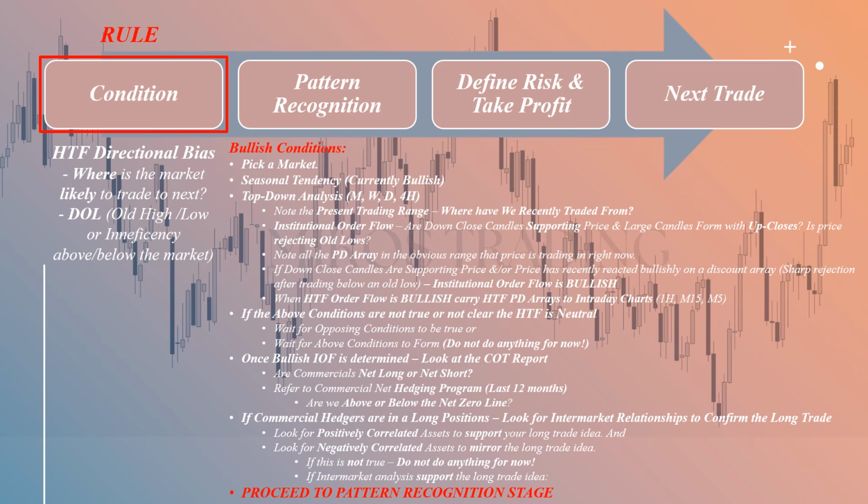After that, I determine the institutional order flow. I note all of the PD arrays in the present trading range. If down close candles are supporting price and/or price has recently reacted bullishly on a discount array, for instance, price has a sharp rejection after trading below an old low, institutional order flow is bullish. When higher timeframe order flow is bullish, carry higher timeframe PD arrays to intraday charts, to 1 hour, 30, 15, 5 and 1 minute charts.